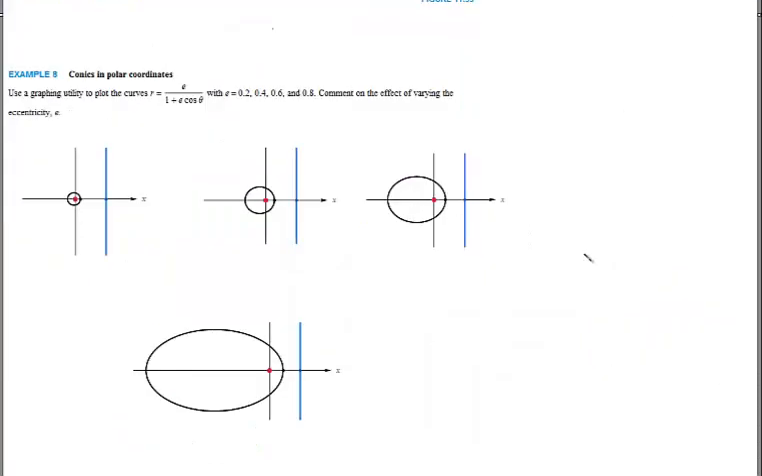In our very last example, we are just going to use a graphing utility to plot the various curves. This is done for us here. e equals 0.2. Notice the smaller eccentricity. e equals 0.4. e equals 0.6, and this is our e equal to 0.8. Notice that as the eccentricity increases, so does the oblong shape of our ellipse.